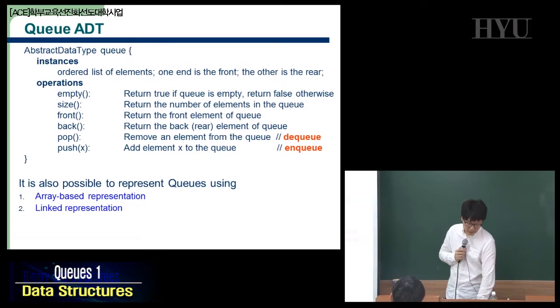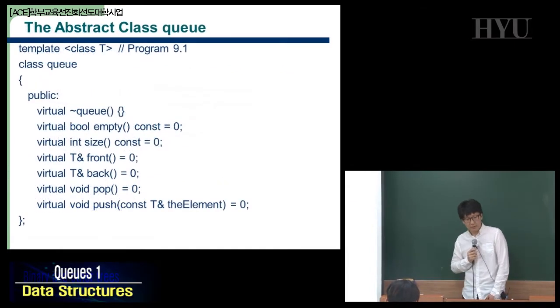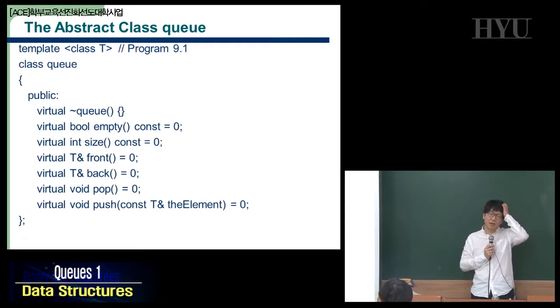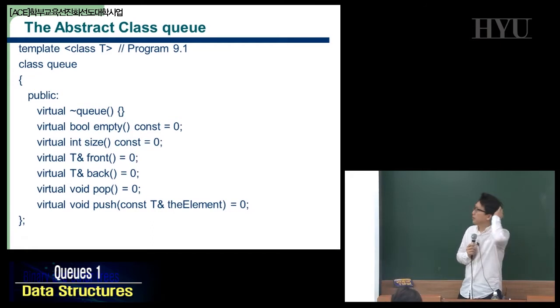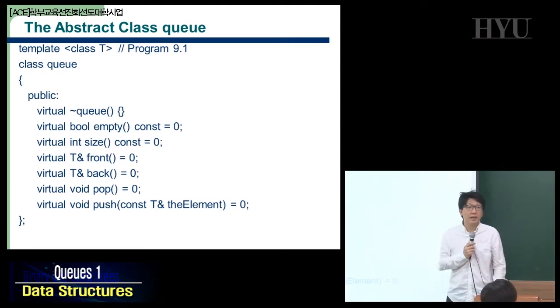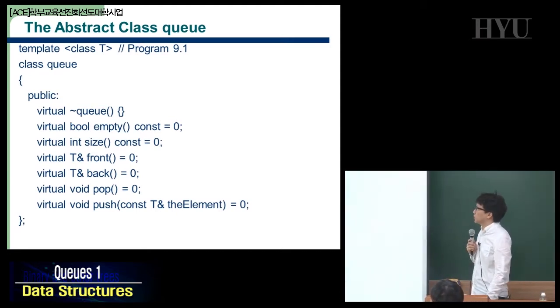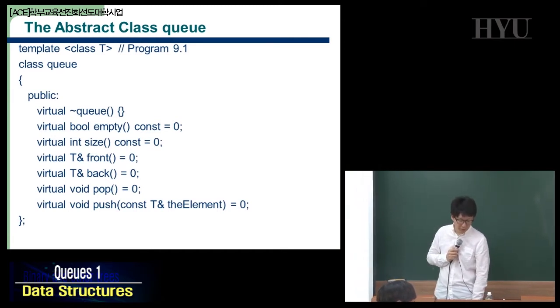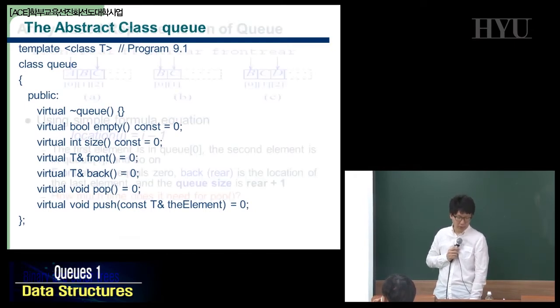So let's take a look at the array-based representation first. It's not so much different from the ADT explanations two slides ago. This is more of a C++ way of writing the ADT definition for a queue. You can take a look at program 9.1. It's not so much different from this. They just return a value of 0. That's it.